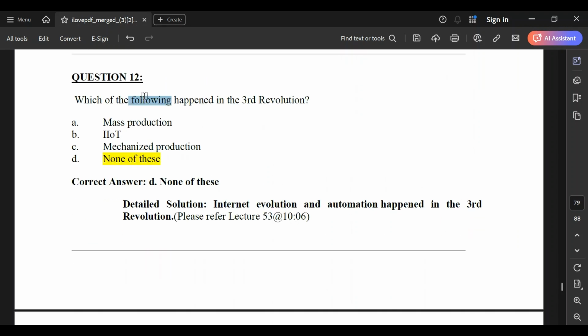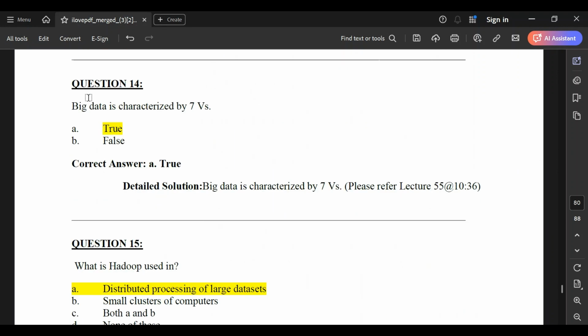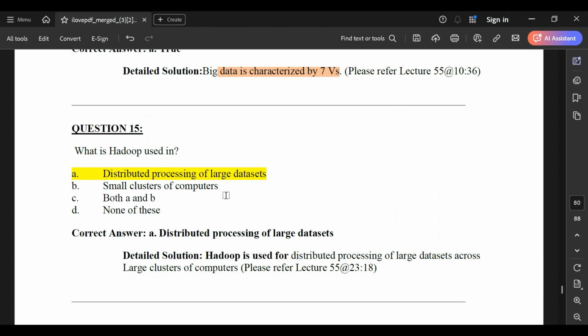Which of the following happened in the third revolution? It is neither mass production. You can see the internet revolution and automation happened. So internet and automation happened in the third revolution. Which of the following is used to improve the interoperability of different systems? So it is standardization. And moving to the next one, big data is characterized by 7 V's. It is true. You should know that big data is characterized by 7 V's. Earlier it was 5 V's, now it is 7 V's.